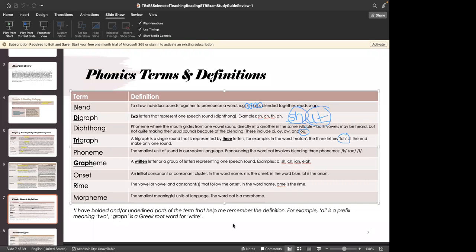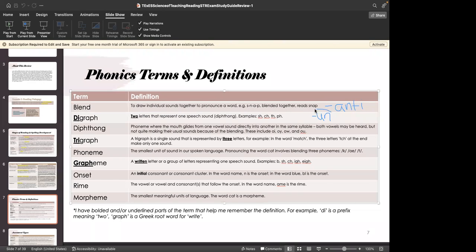Ut is the rhyme. And a morpheme is the smallest meaningful unit of language. So ut doesn't mean anything and sh doesn't mean anything, but shut together does. So that's one morpheme. But if I put un or anti, that isn't a word, it's a morpheme.